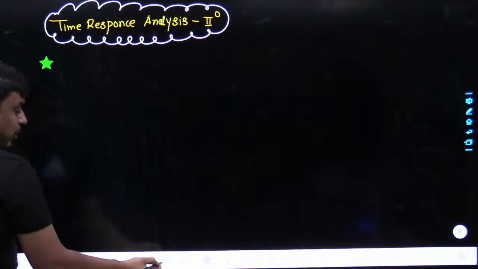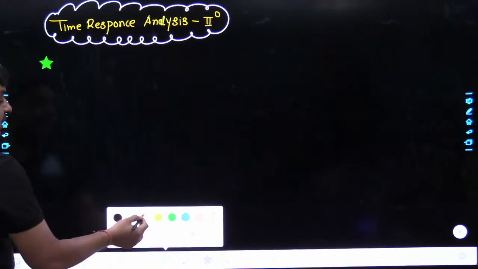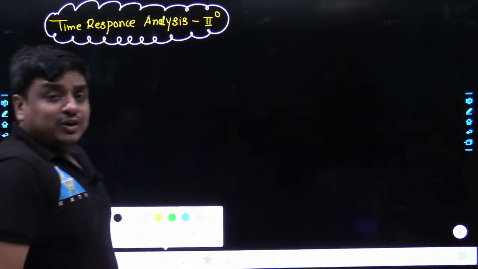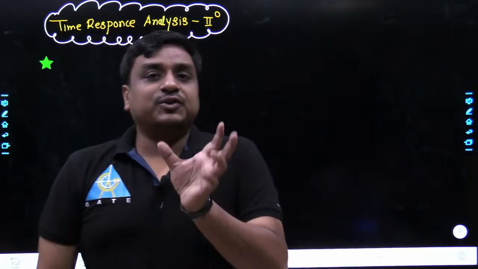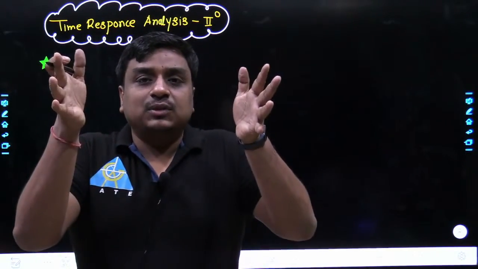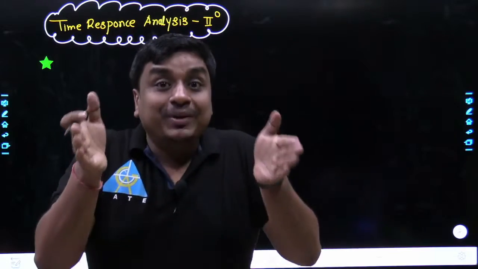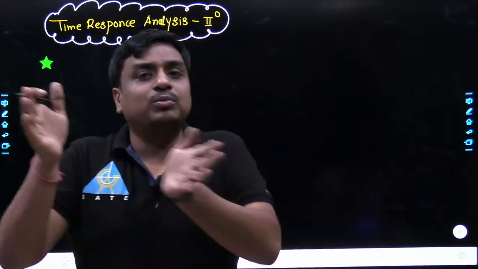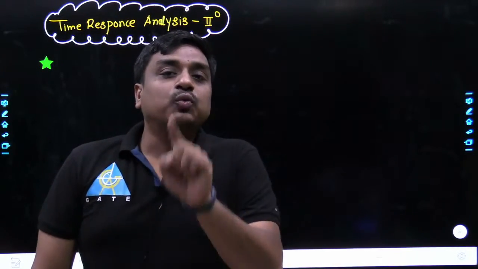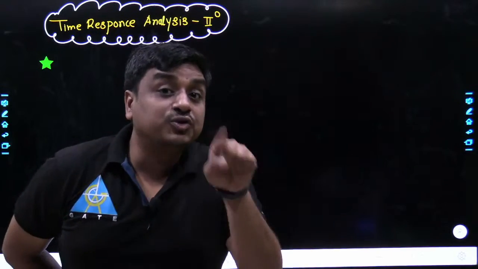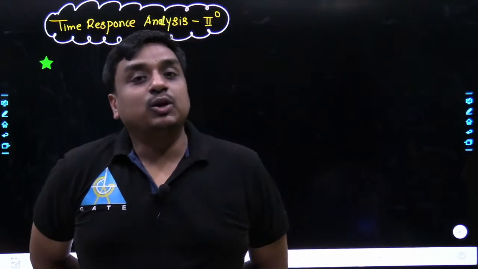I was discussing the locations of the poles of the standard second order system. How do we locate the poles? First, what we do, we used to have a transfer function. The transfer function would have a denominator polynomial. If the denominator polynomial gets compared with 0, you would get its characteristic equation, and the roots of the characteristic equation are nothing but the locations of the poles.